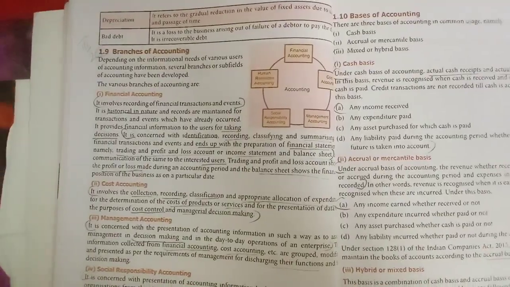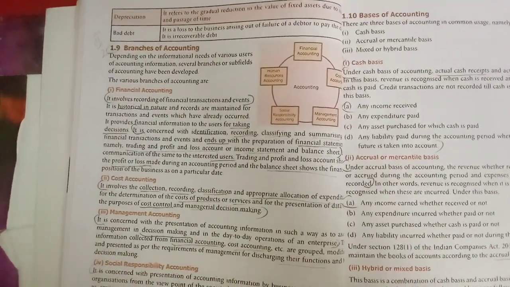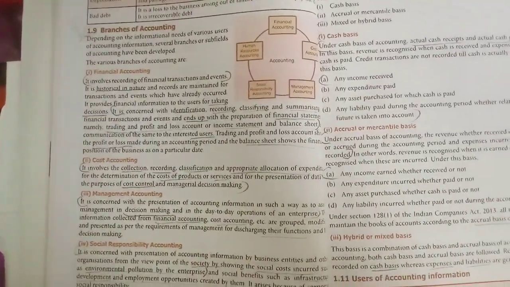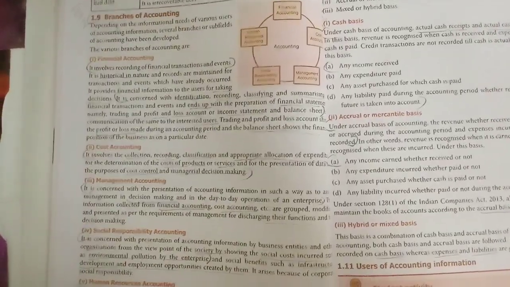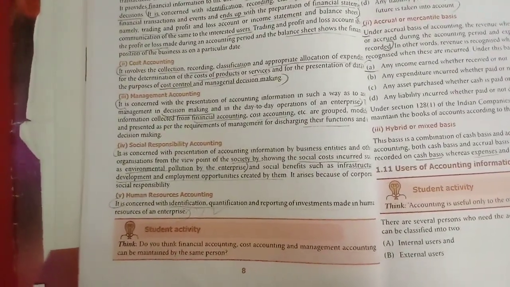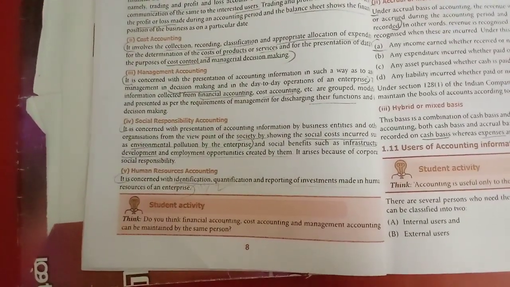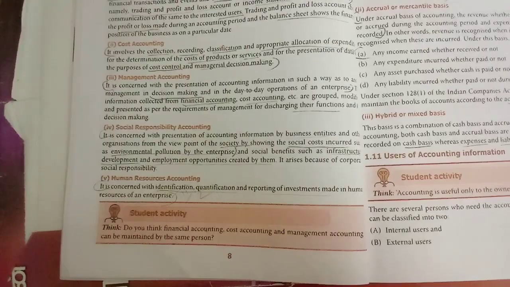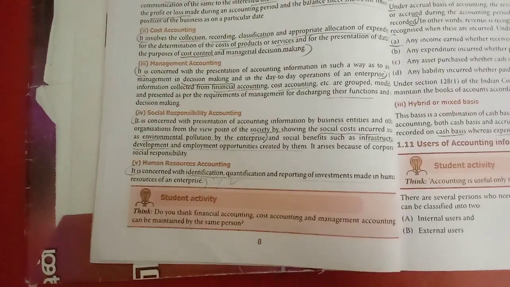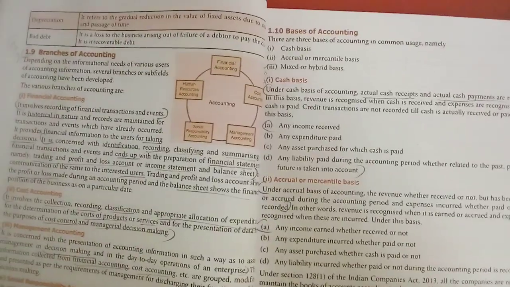Here, this branches of accounting. Number 1, financial accounting, that first sentence, and in the 5th line, it is concerned with identification, recording, up to the balance sheet. Then second point, cost accounting fully. Then management accounting, the first sentence. Then social responsibility accounting, that first sentence up to by the enterprise. Human resources accounting fully.